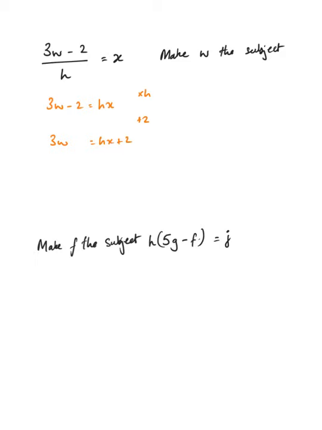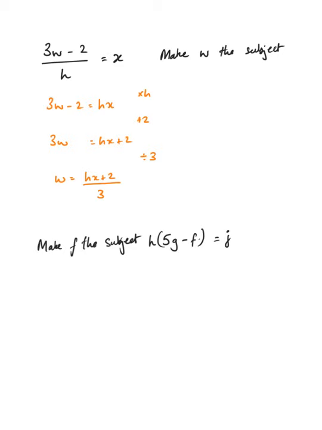And now be careful, I need to divide by 3, and the whole of the right hand side is going to be divided by 3. So I'll have w is equal to hx plus 2, all over 3. Just be careful, as I say, make sure that you're showing that the whole of the right hand side is divided by 3. Here I want to make f the subject, so I need to get f on its own.